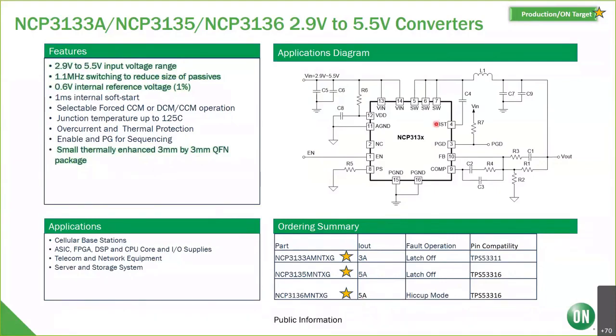These are synchronous rectifiers. The high side, low side FETs are integrated. It does all the PWM inside. It goes up to 1.1 megahertz switching to reduce the size of the passives. And it's got that internal 0.6 volt reference of 1%.